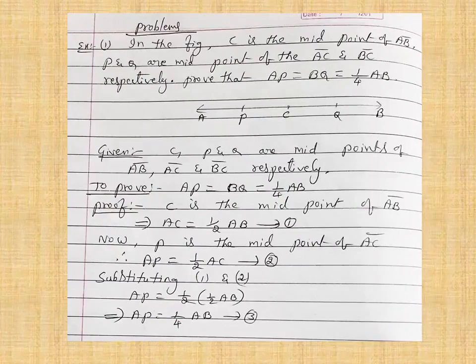Here P is the midpoint of AC, C is the midpoint of PQ, and Q is the midpoint of CB. To prove that AP equals BQ equals 1/4 of AB. C is the midpoint of AB, so we have AC equals half of AB. Call this 1. Now P is the midpoint of AC, so AP equals half of AC. Call this 2. Substituting 1 in 2, AP equals half of, in the bracket, half AB. That implies AP equals 1/4 of AB. Call this 3.